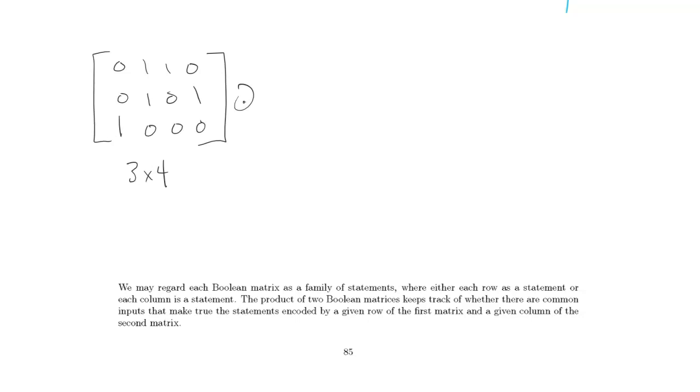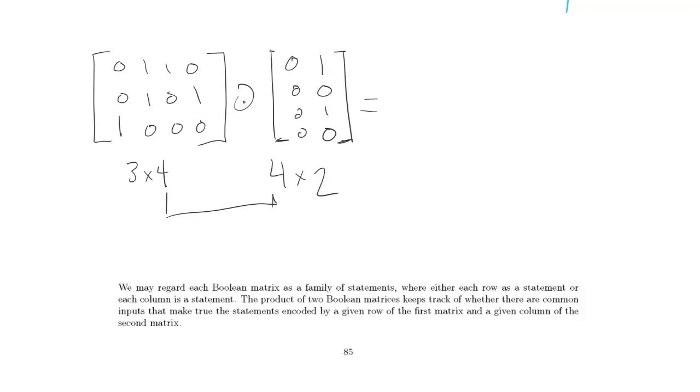So let's try another example where we speed that up a little bit. This time, I'm going to have the 3 by 4 matrix. That's 3 rows and 4 columns: 0, 1, 1, 0, 0, 1, 0, 1, 1, 0, 0, 0. Take the Boolean product with the 4 by 2 matrix 0, 0, 0, 0, 1, 0, 1, 0. My middle numbers match up. My outer numbers are 3 by 2, so that's going to be the dimensions of the result: 3 rows and 2 columns.